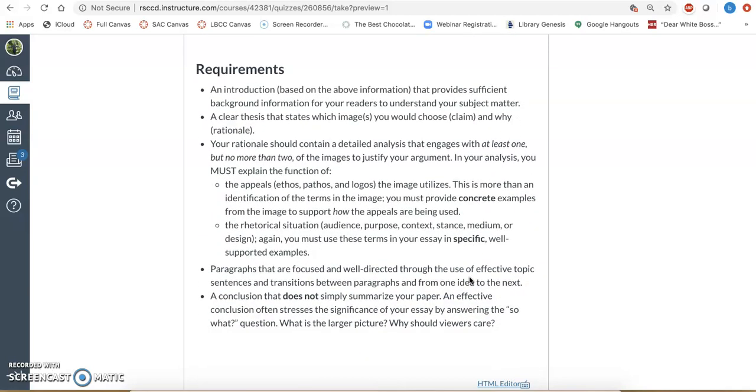So, the requirements. This goes hand in hand with the rubric that we reviewed earlier, but let's review the requirements one more time. When you're putting this essay together, you should have a clear introduction that provides sufficient background information for your readers to understand your subject matter. You should also present a clear thesis that states which images you're using and why you're using them. Your rationale should contain a detailed analysis that engages with at least 1, but not more than 2 of the images to justify your argument. You should, in your body paragraphs, discuss the appeals and discuss the rhetorical situation. Your paragraphs should have clear topic sentences and transitions, and a conclusion that doesn't just summarize the paper, but presents the purpose of the overall essay and provides an effective so what question.